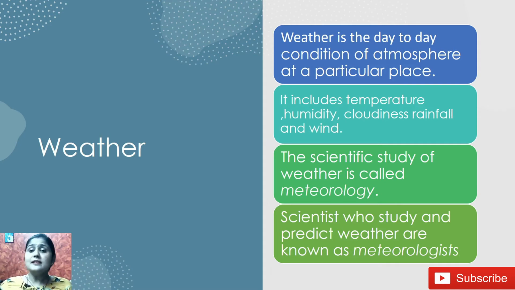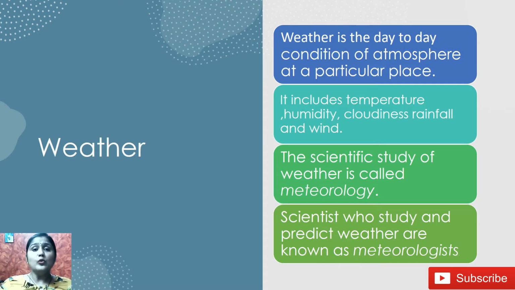Well, weather is the day-to-day condition of the atmosphere at a particular place. What does it mean? Suppose you wake up in the morning and see that the sky is full of clouds, and you think it might rain today. And next morning when you wake up, you see that the day is hot and sunny. So there is a change in weather day to day. Like yesterday the weather was cloudy, and today the weather is hot and sunny. So this change day to day is called weather.